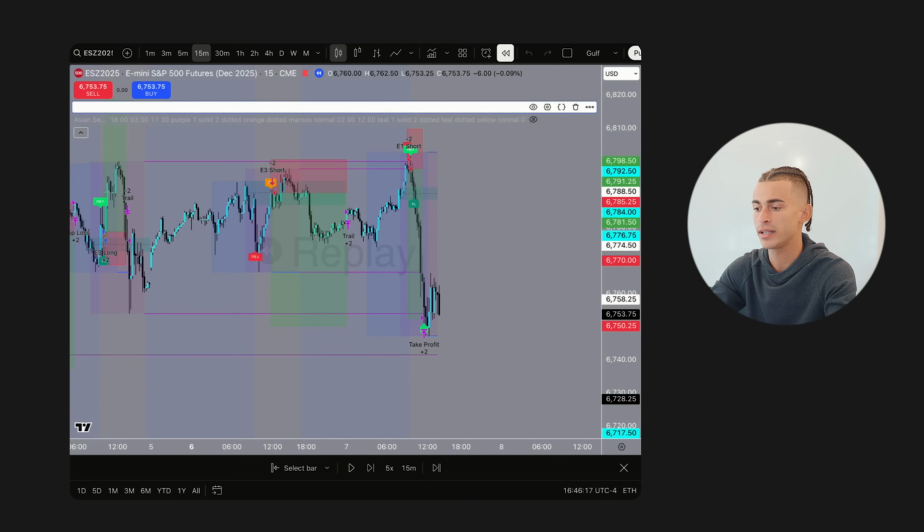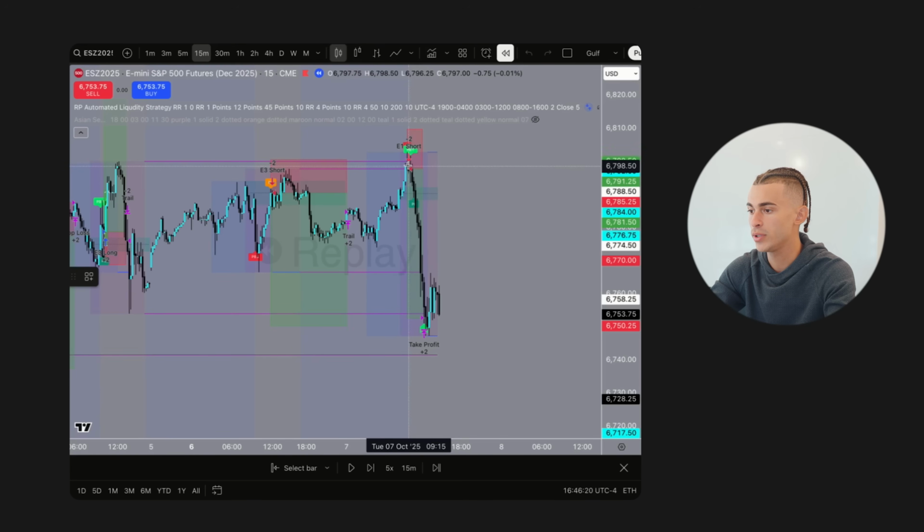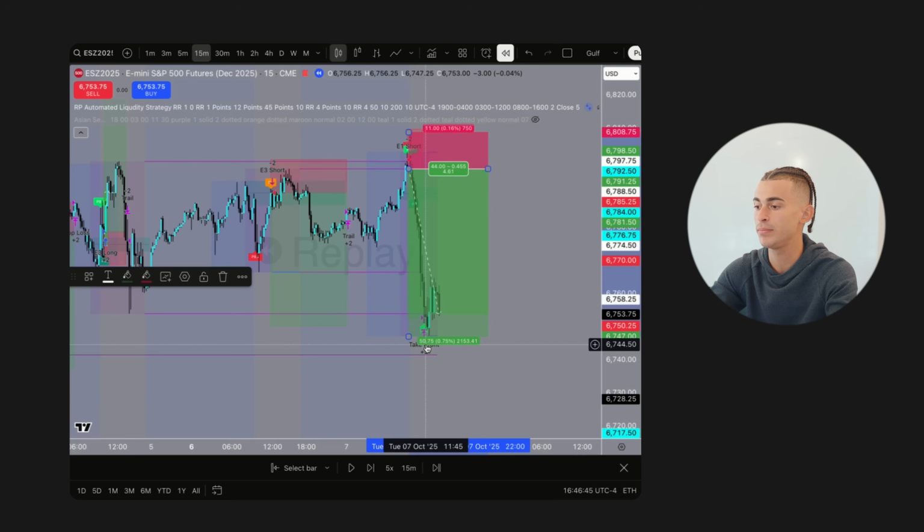1-to-4 risk to reward. Let's see exactly how many points we were risking to make back on that trade. So on this specific trade, we actually risked 10 points to make back 50 points because we ended up taking profit right at this low, which was absolutely beautiful.